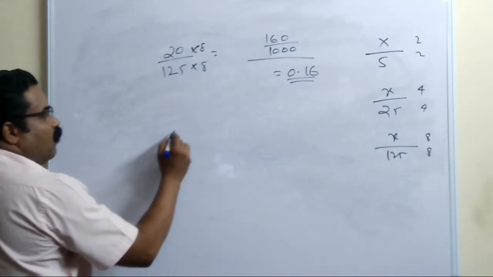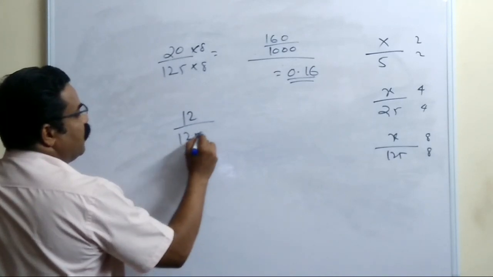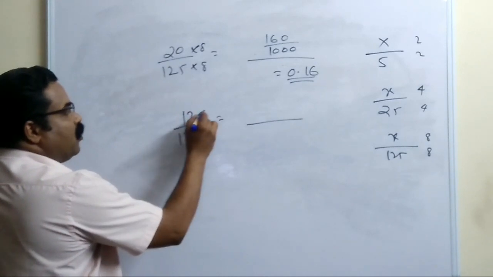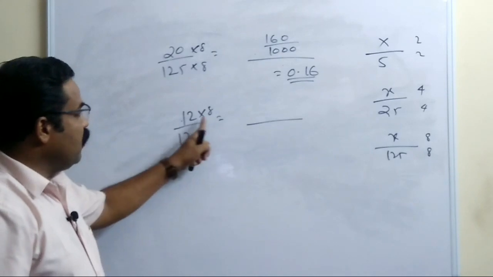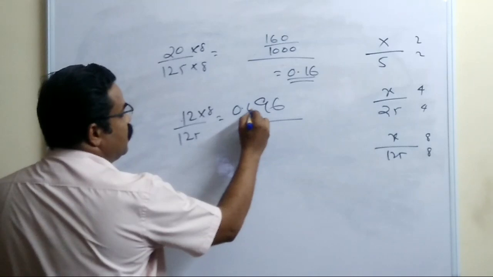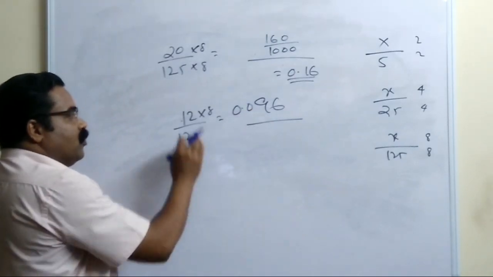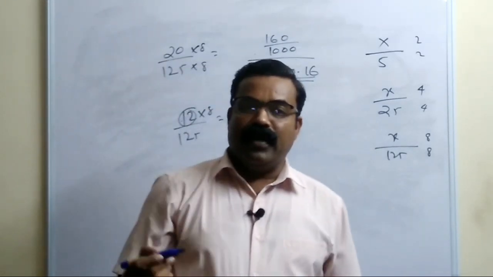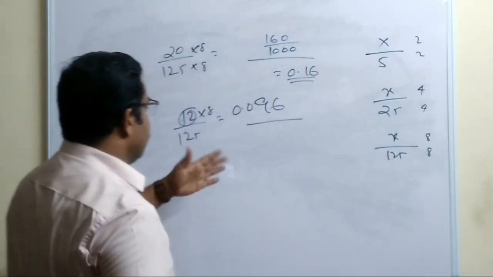For example, I want 12 divided by 125. So what will be the corresponding decimal form? 12 multiplied by 8, how much? 96. So 96 divided by 1000, 0.096 will be my answer. So similarly, any number divided by 125, you have to multiply the numerator by 8 and divide the number by thousands. So this is the method of converting this type of special fractions into decimals.